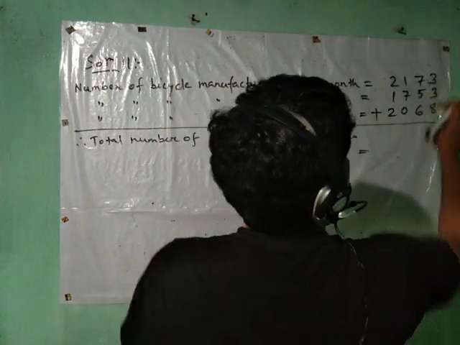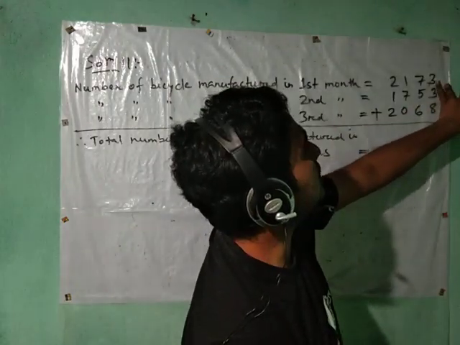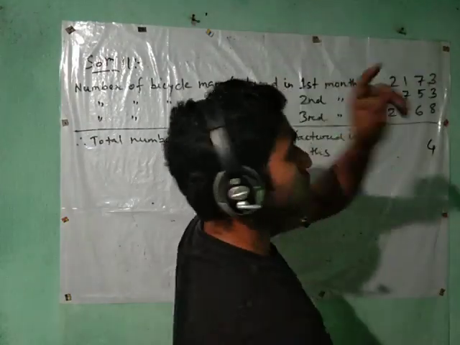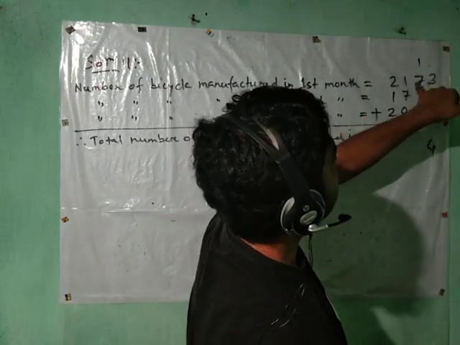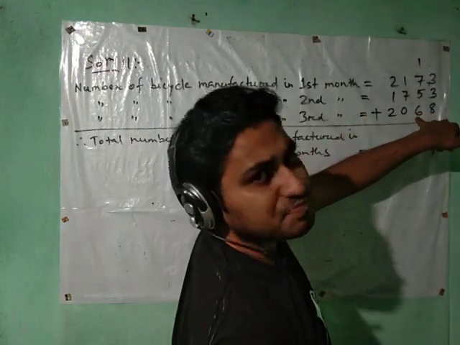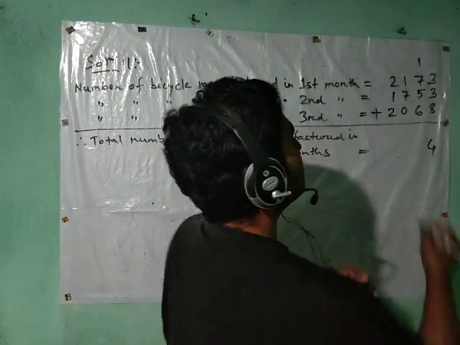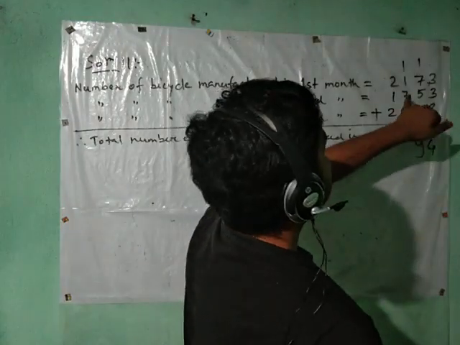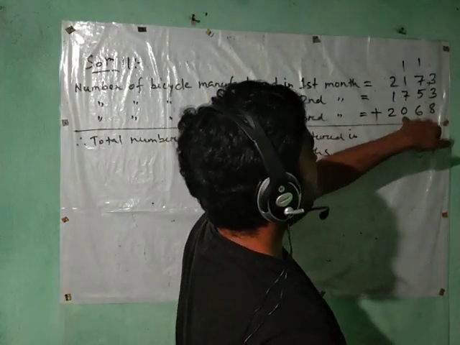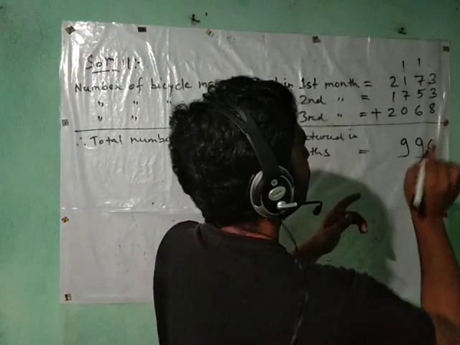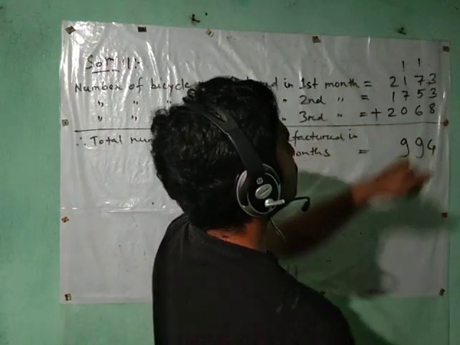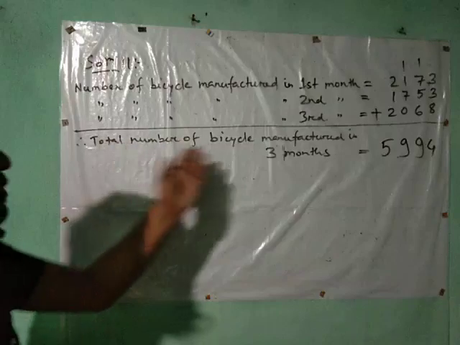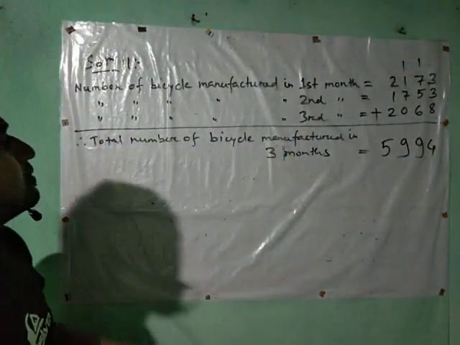First you have to add them. 3 plus 3, 6. 6 plus 8, 14. 14, write 4. 1 will be carried. 7 plus 5, 12. 12 plus 6, 18. Plus 1, 19. Again 1. Yes? Any doubt? 1 plus 7, 8 plus 0, 8 plus 1, again 9, no carry this time. 2 plus 1, 3, 3 plus 2, 5. So this will be the number of bicycles that has been manufactured in these 3 months.